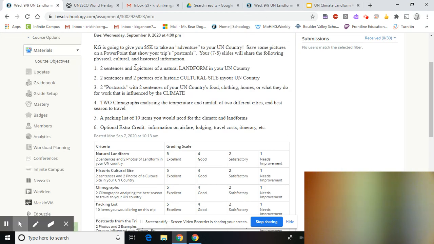The main part of the project today: 2 sentences, 2 pictures of a natural landform, 2 sentences, 2 pictures of a historic cultural landform, 2 postcards with 2 sentences of your UN country's food or clothing or homes or what they do for work that's influenced by climate, and then 2 climate graphs analyzing the temperature and rainfall of 2 cities to analyze the best season to travel, and a packing list of 10 items you would need. Optional extra credit: information on airfare, lodging, travel costs, itinerary.